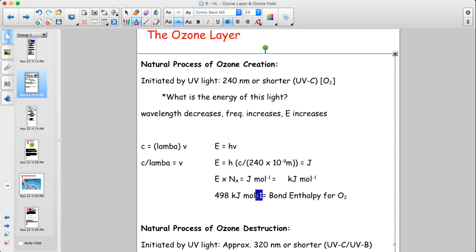If you do the calculations, and we can double check it in class, if you do the calculations for this wavelength of light and multiply it by Avogadro's number, you also get 498 kilojoules per mole. So the energy of light needed at a minimum has to have 498 kilojoules per mole, or else it won't break the O2 apart.